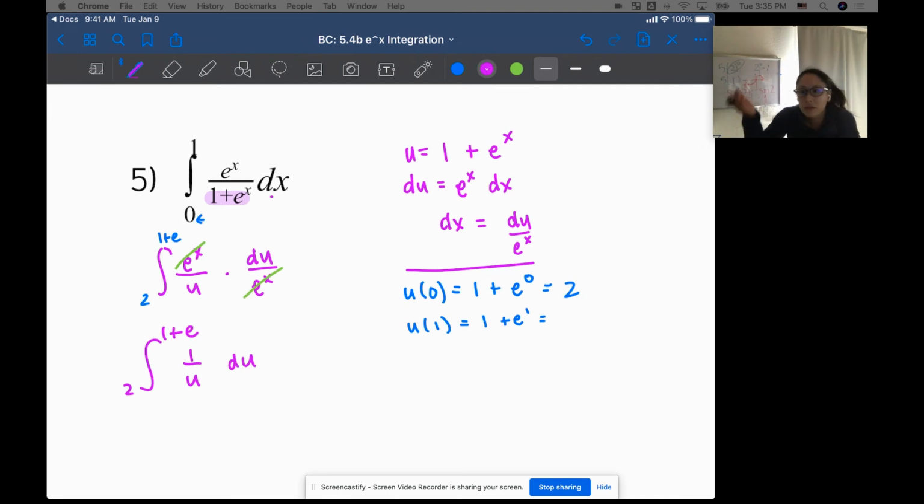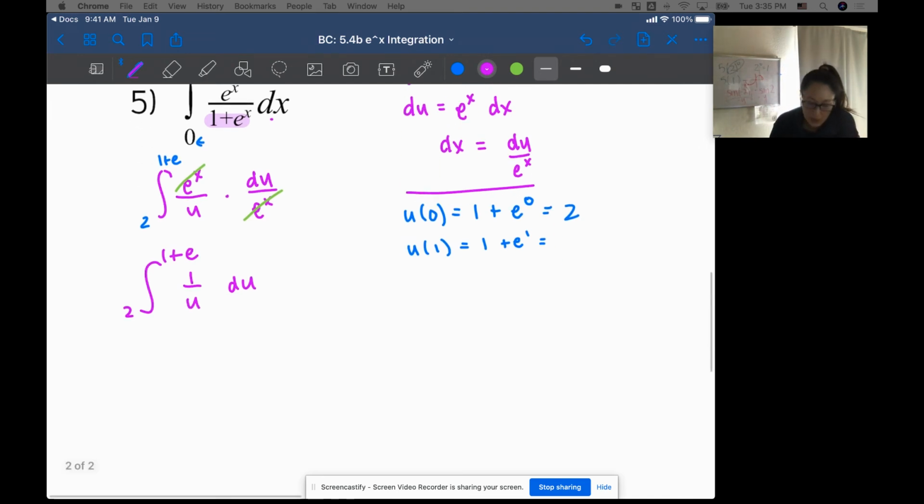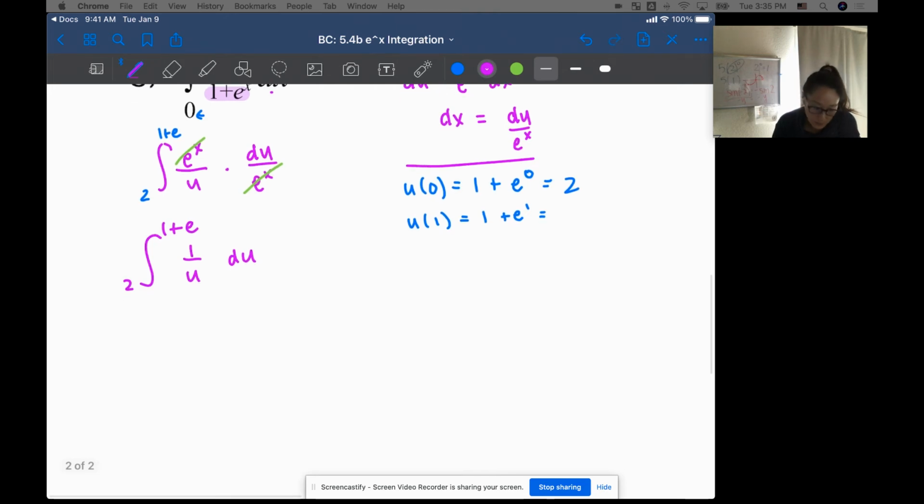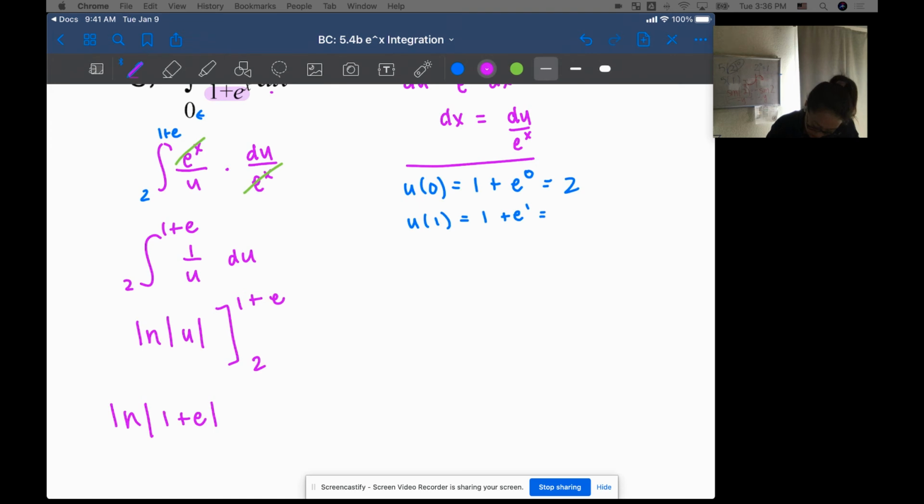And I remember back two lessons ago that the antiderivative of 1 over u is ln of the absolute value of u. And since it's a definite integral, I do not need c. So I do from 2 to 1 plus e, and we're going to substitute in the difference here. So ln of the absolute value of 1 plus e, which I already know is a positive number, so I can actually change that to parentheses, minus the ln of the absolute value of 2.